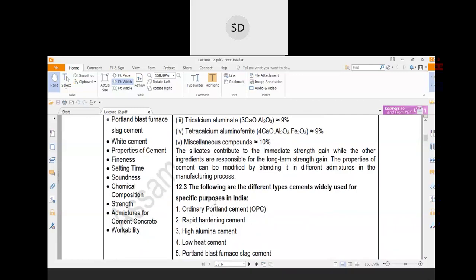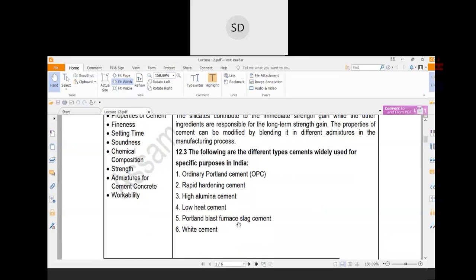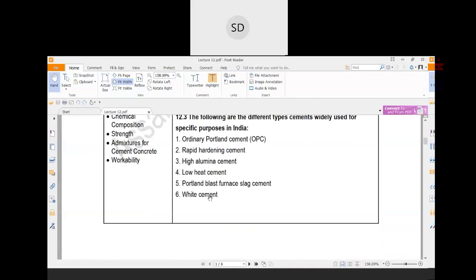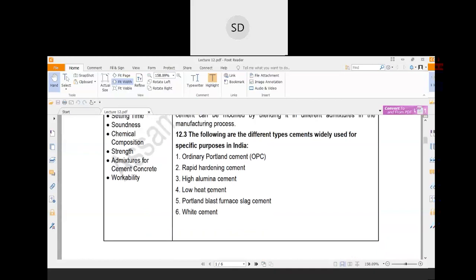Now, these are the different types of cement with their different properties. Apart from this, there is another type called Portland pozzolana cement. Now, what are pozzolanic materials? Pozzolanic materials are materials which don't exhibit any cementitious properties when separate, but when they are mixed with cement and water, cementitious properties are generated through a chemical process. That type of material is called pozzolanic material, like fly ash or rice husk ash.